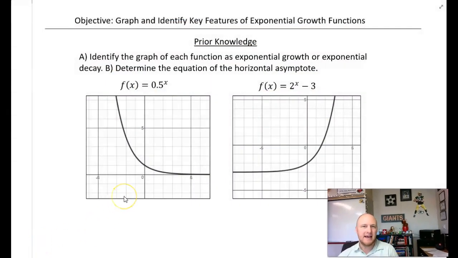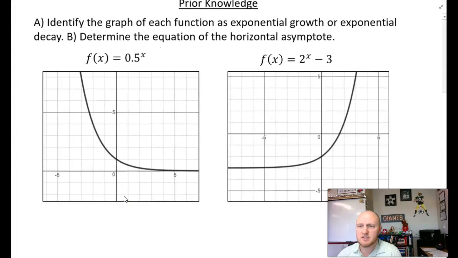Hello, welcome to this video 8-1, and today we're going to talk about graphing exponential functions with base 2 and base 10. So we're going to go ahead and dive in, and I'm going to tap into your prior knowledge, and that is looking at these two functions here.